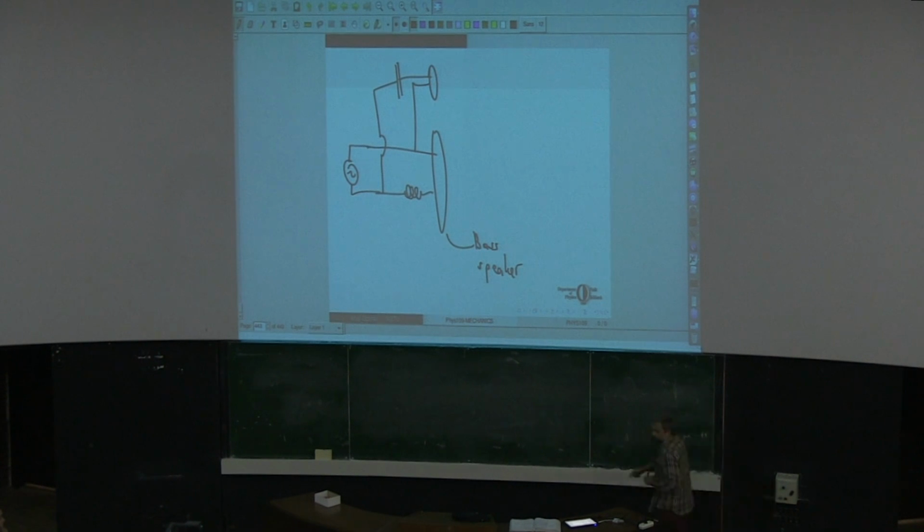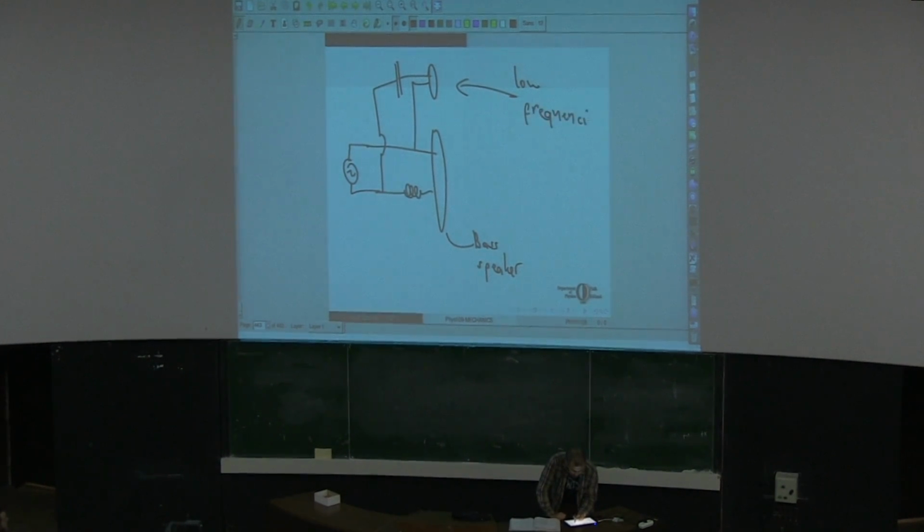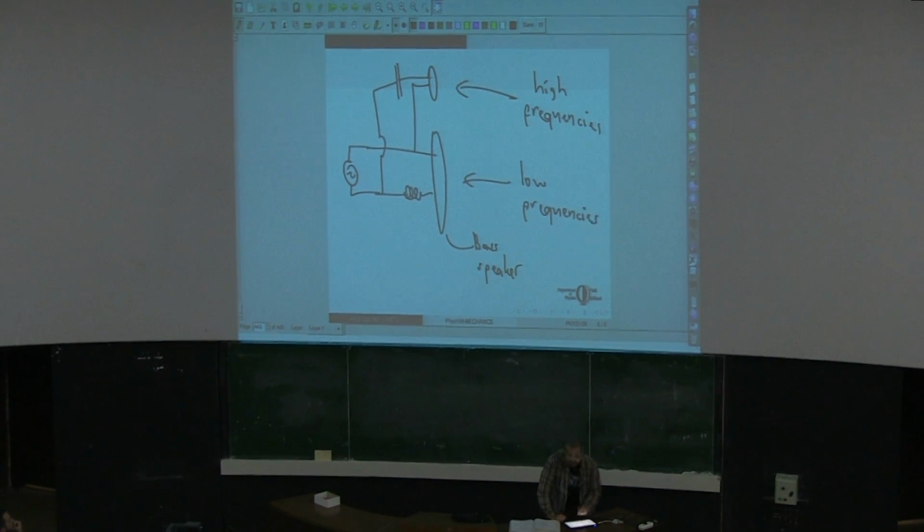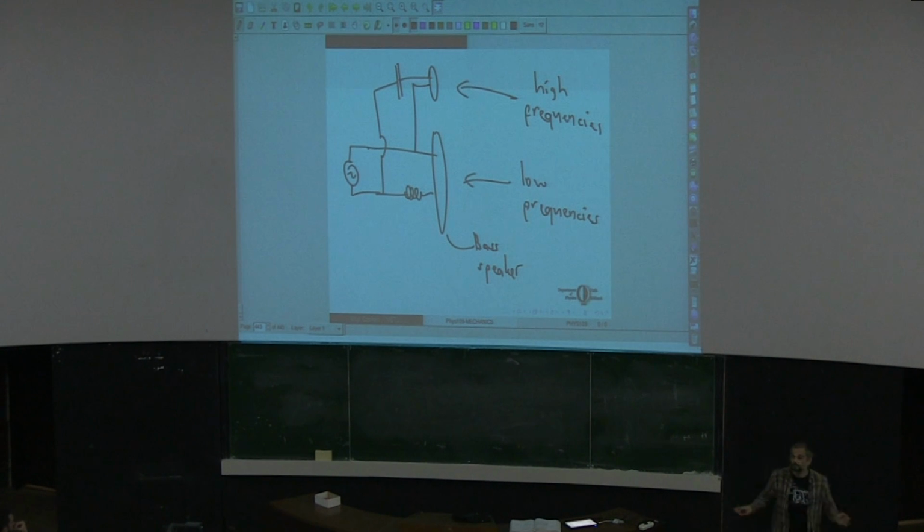The small speaker will only receive high frequencies, and the big one will receive, no, the other way around. Okay, this is the high frequencies, and this is the low frequencies will reach here. So you have basically built up a frequency splitter. It just splits the frequencies into two. The high ones go here, the low ones go here.